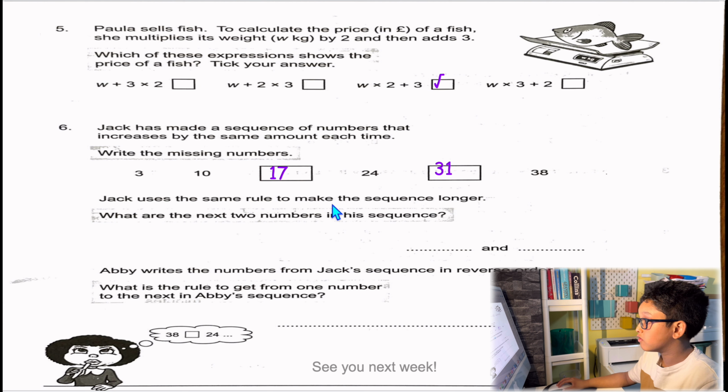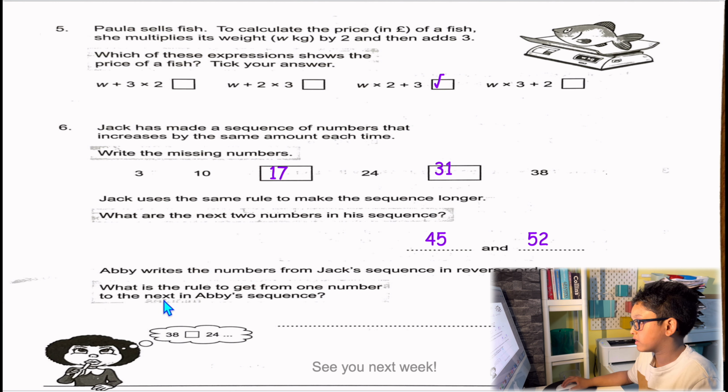Jack uses the same rule to make the sequence longer. What are the next two numbers in his sequence? Next to 38, add 7, then 45, then 52.